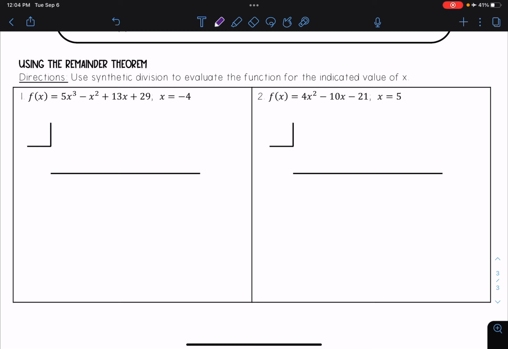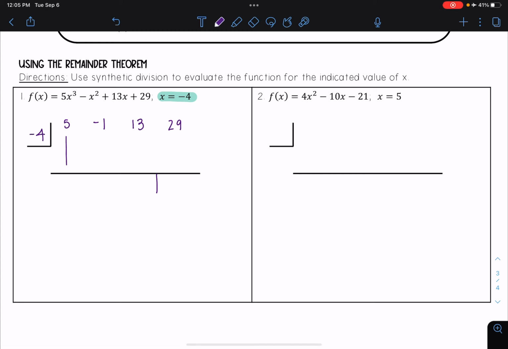I'm going to start it off the same as I did before, writing these coefficients across the top. First I'm going to see if I'm missing any terms: x cubed, x squared, x, 29. I'm not, so I'm going to write those coefficients. So I have 5, -1, 13, 29. Now instead of dividing by this x plus 4, it just tells us what we're evaluating for. Since I'm evaluating for x equals -4, I'm going to put -4 in my box right here. And now I'm going to go through that synthetic division process.